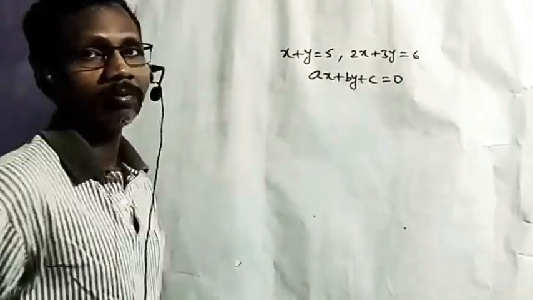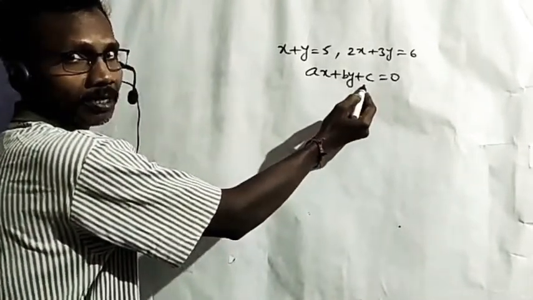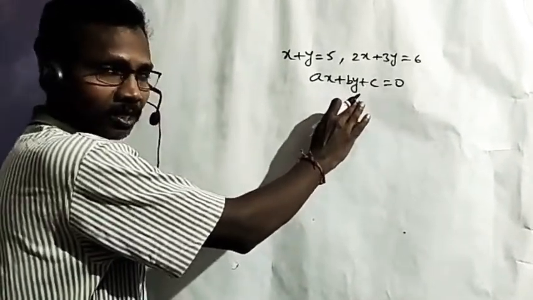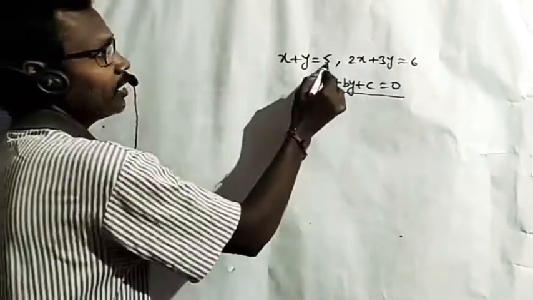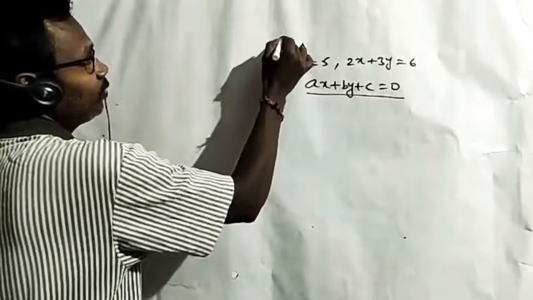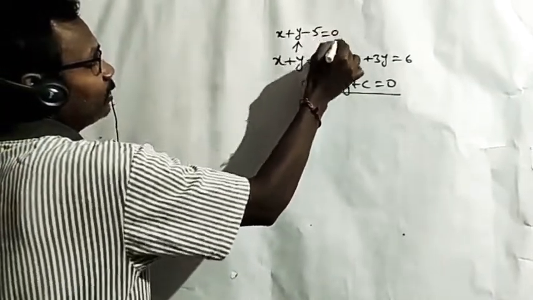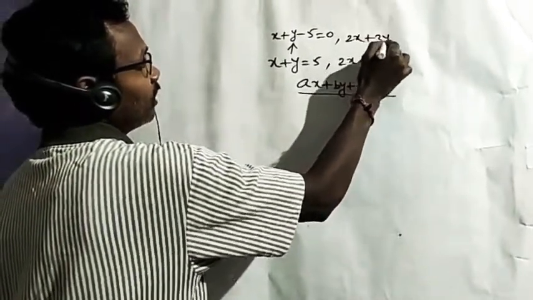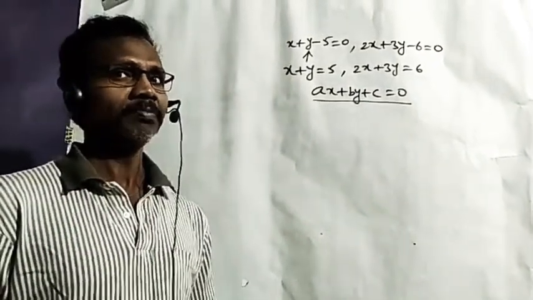And c is nothing but the constant term. But here the constant term is before the equal to sign. When you represent the x term, y term and constant term before the equal to sign, then only we can call it the standard form. Here the constant terms are outside the equal to sign. So in standard form, it will be x plus y minus 5 is equal to 0, and the other equation will be 2x plus 3y minus 6 is equal to 0.